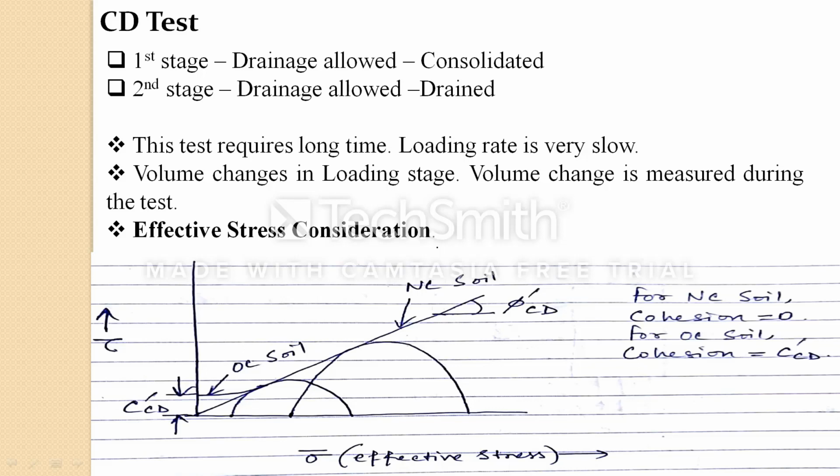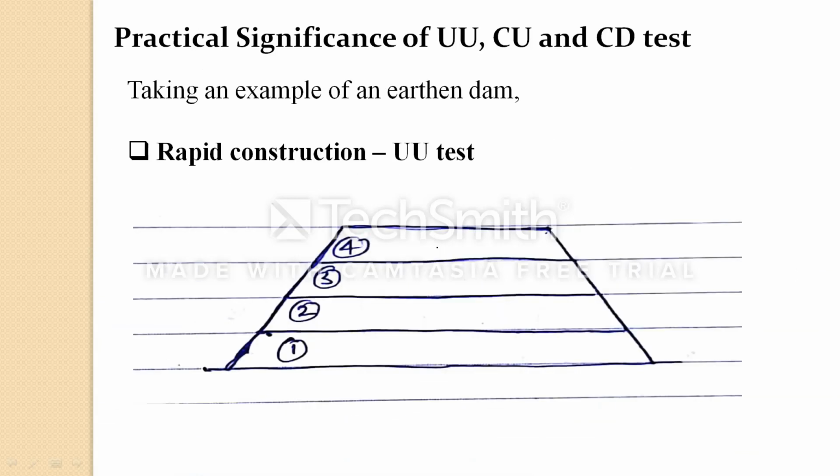Now, the UU test, CU test, and CD test: the basic features and the results are well known to us. Now, suppose we are going to collect one soil sample from a particular site and test it in our laboratory. How can we decide whether that particular soil sample will be tested under CD conditions, CU conditions, or UU conditions? That means UU, CU and CD must have some practical significance. This practical significance can be explained by taking the example of an earthen dam. Suppose the earthen dam is being filled up by the natural soil.